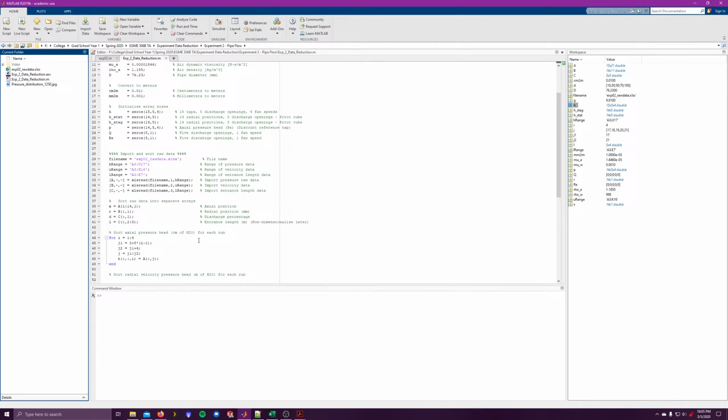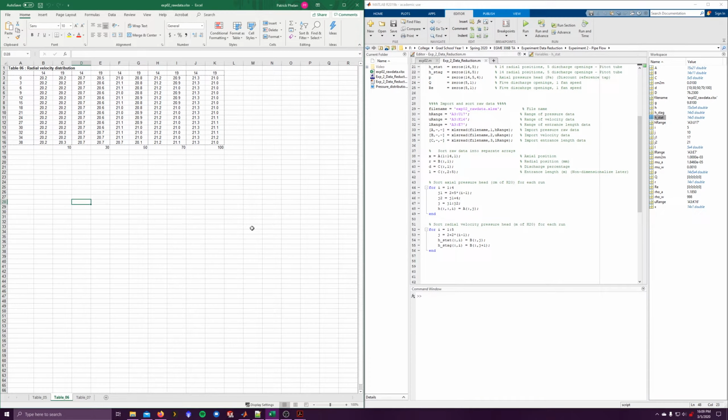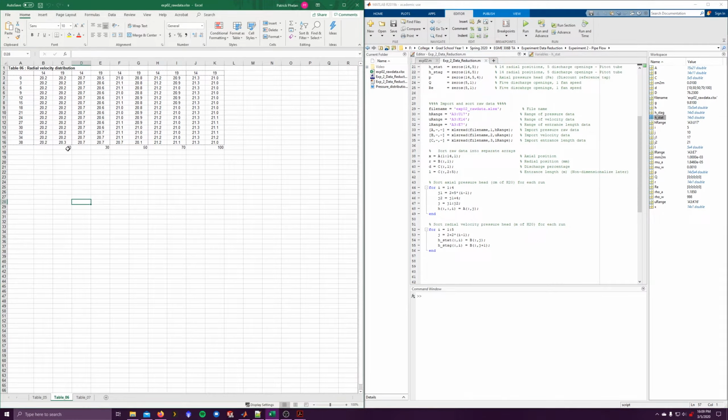It's pretty nice. Alright, so we're going to do the same kind of thing for the radial velocity pressure head right here. Okay, so now I've added this code for the radial velocity pressure head. And again, we're basically going to do the same as we just did for the axial pressure head. So I have for I equals 1 to 5, and again that's for the 5 discharge openings that we have: 10%, 30%, 50%, 70%, and 100%.